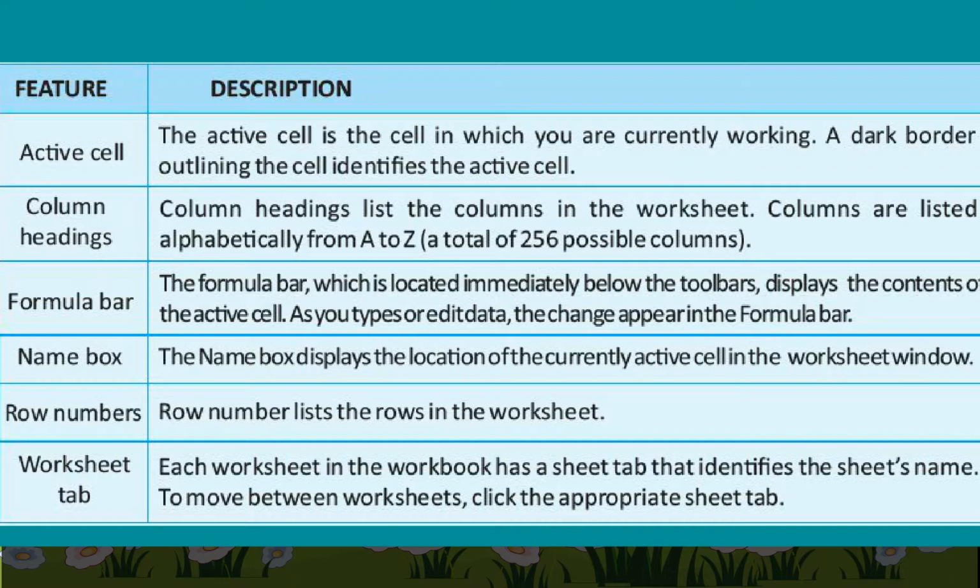Name box. The name box displays the location of the currently active cell in the worksheet window. Row numbers. Row numbers list the rows in the worksheet. Worksheet tab. Each worksheet in the workbook has a sheet tab that identifies the sheet's name. To move between the worksheets, click the appropriate sheet tab.